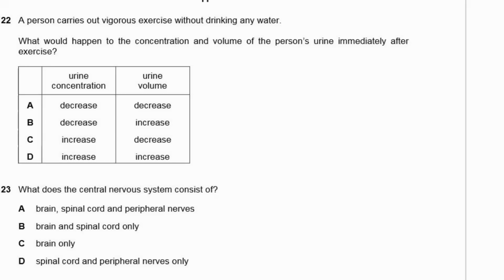Question 22. A person carries out vigorous exercise without drinking any water. Silly. What would happen to the concentration and volume of the person's urine immediately after exercise? Well, clearly, they're using up a lot of water because they're probably sweating a lot. So the urine concentration will get stronger. There'll be less water in the urine, so it will increase. Urine volume, you'll have less volume because it'll decrease because a lot of the water you'll be sweating out. So the answer is C.